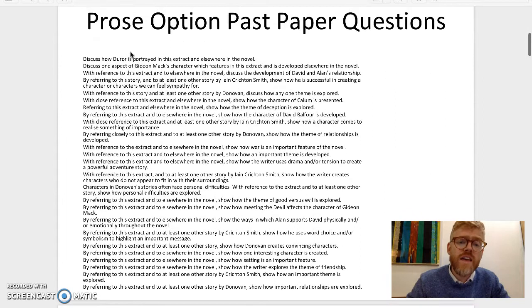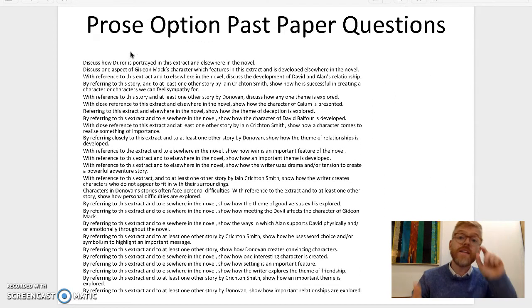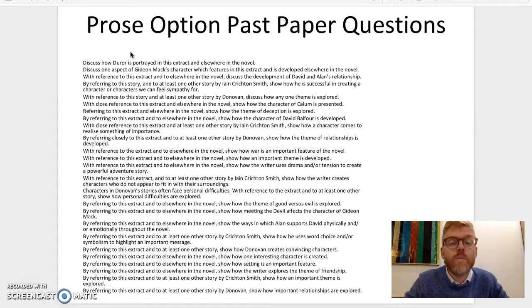The first thing to say is that in 2019 we are unable to look to a whole bank of past papers for Jekyll and Hyde. There is one specimen paper on the SQA website for Jekyll and Hyde, but Jekyll and Hyde is a new text in 2019, so unlike some of the other texts that have been around for a long time on the syllabus, this is new this year.